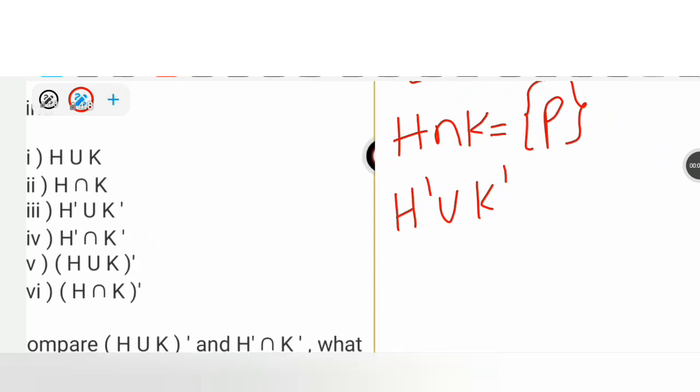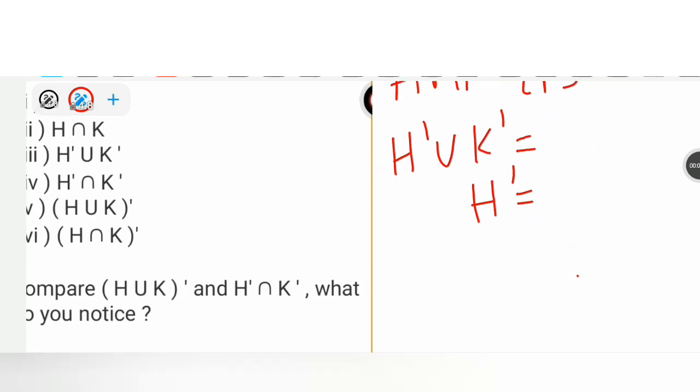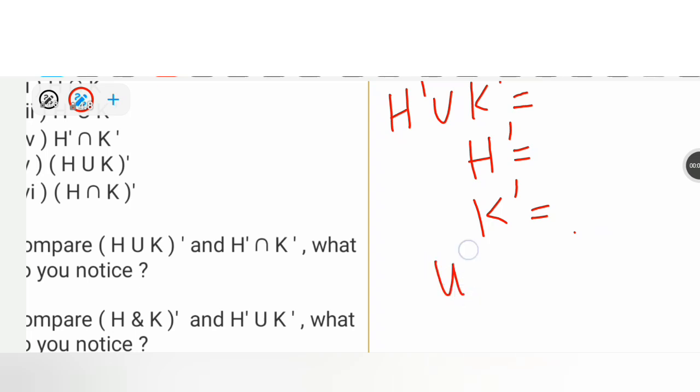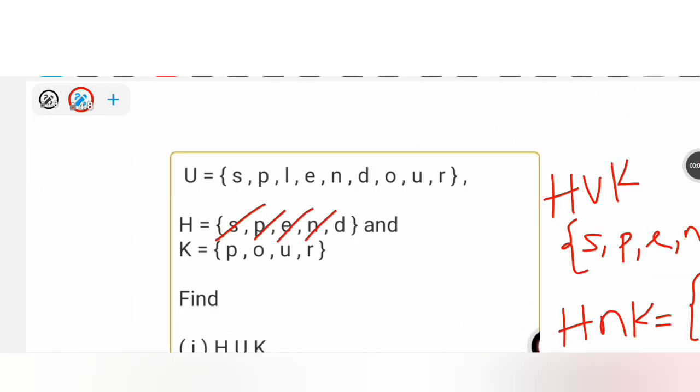You have to find H prime union K prime. Before you can do this, you need to find H prime first, then you do K prime, then you union the whole answer. Put the answers together in a union. So let's find H prime. What will remain? That will be L, O, U, R.